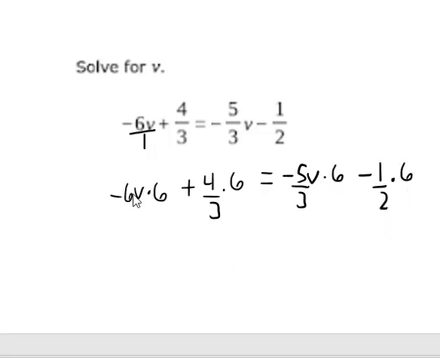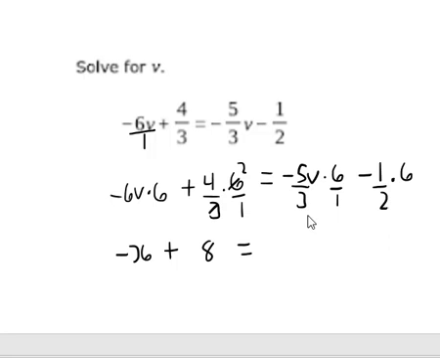Okay, so negative 6v times 6 is negative 36v, plus 4/3 times 6 is an 8. And if you cross reduce, 3 goes into 6 twice, 2 times 4 is 8. So now that fraction is gone.